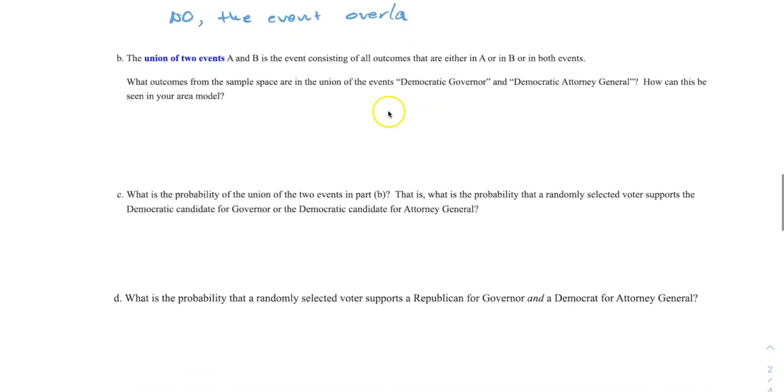The union of two events, A and B, is the event consisting of all outcomes in either A or in B or in both events. What outcomes from the sample space are in the union events? Democratic governor, Democratic attorney general. How can this be seen in your area model?